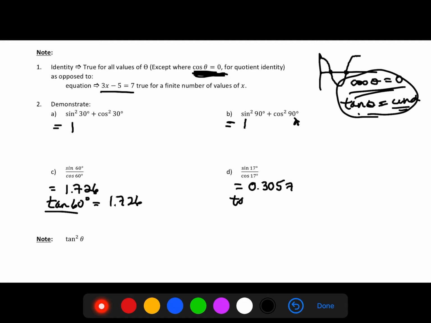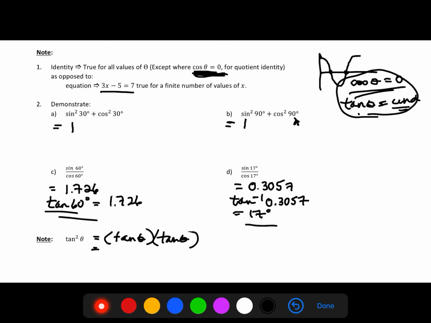Same thing for our second one, sine 17 over cos 17. And again, rounding gives us 0.3057. And if we do our inverse tan this time, so let's do inverse tan of 0.3057, we get our 17 degrees. So either way we check it out, that does work, and that's going to work for every angle except for our 90 and our 270 within our first cycle.